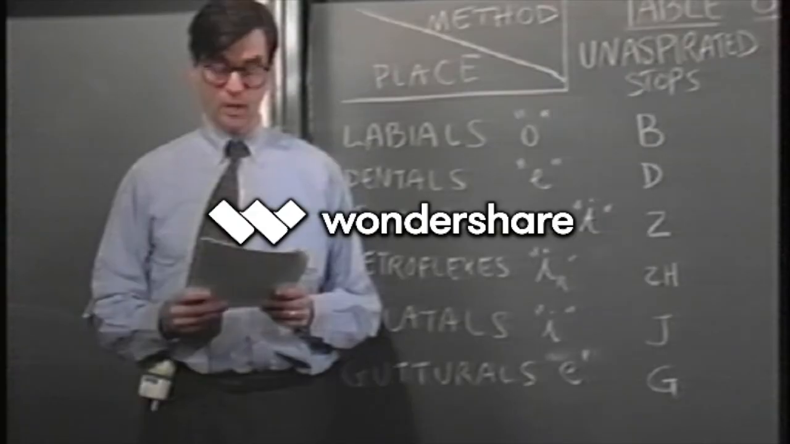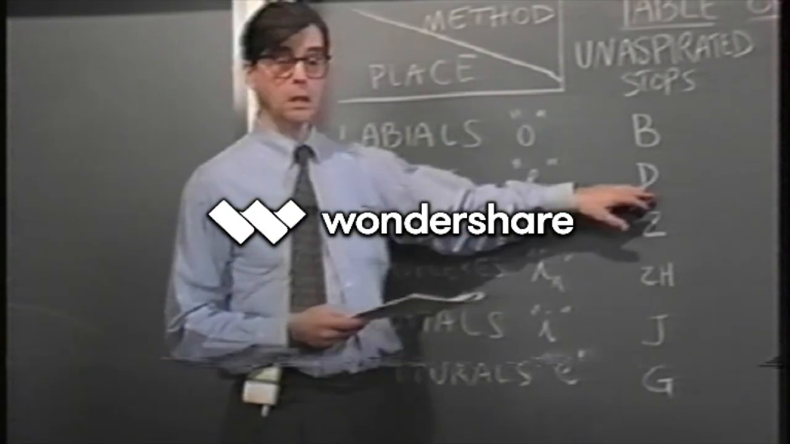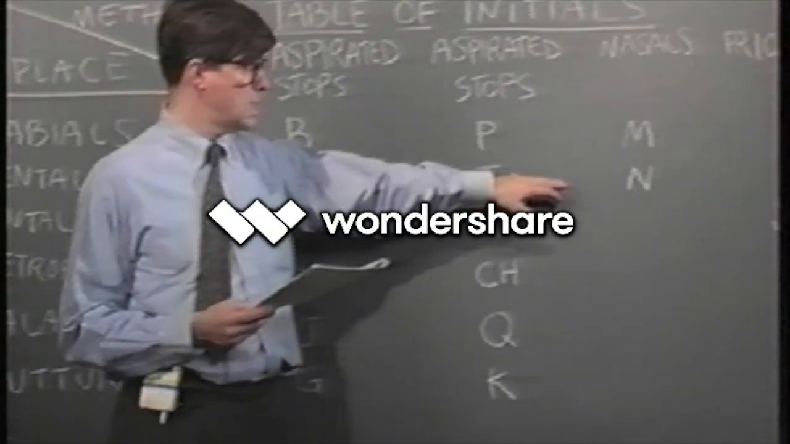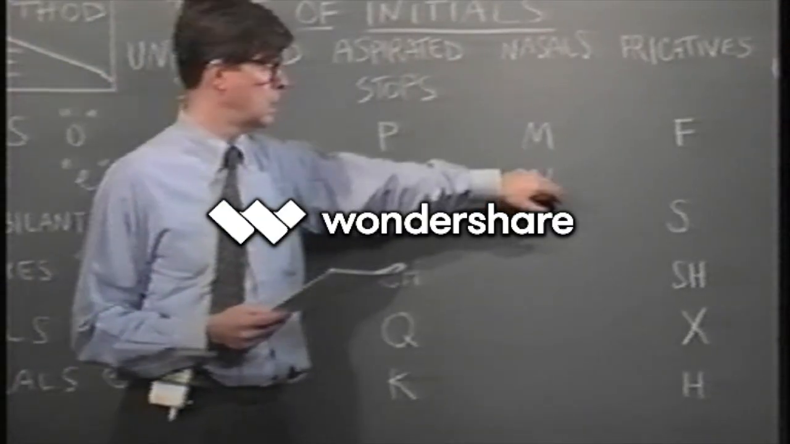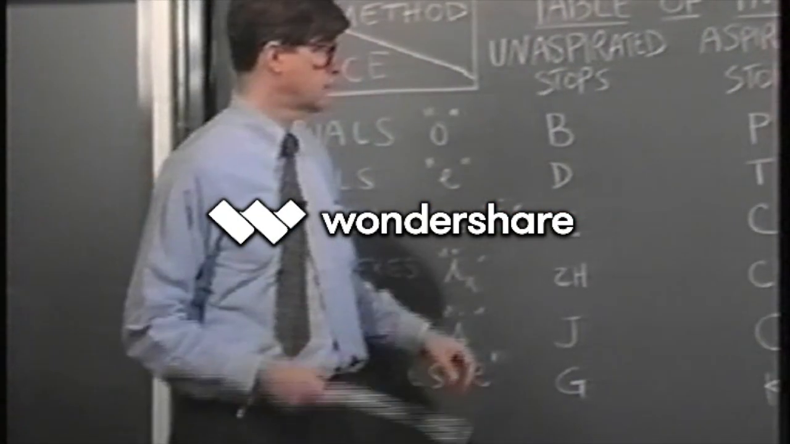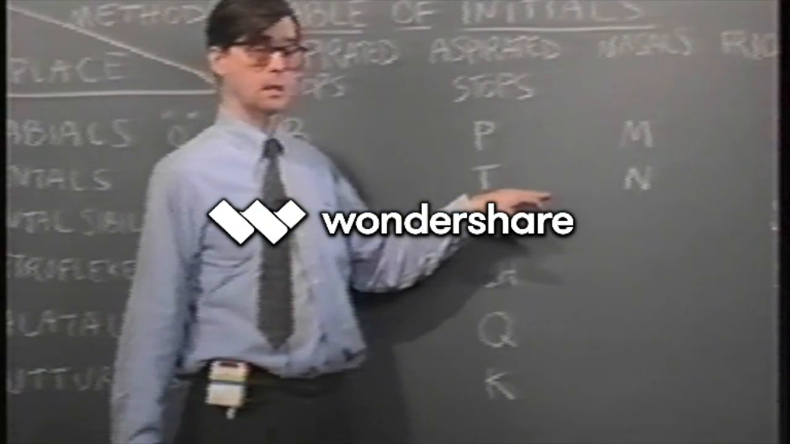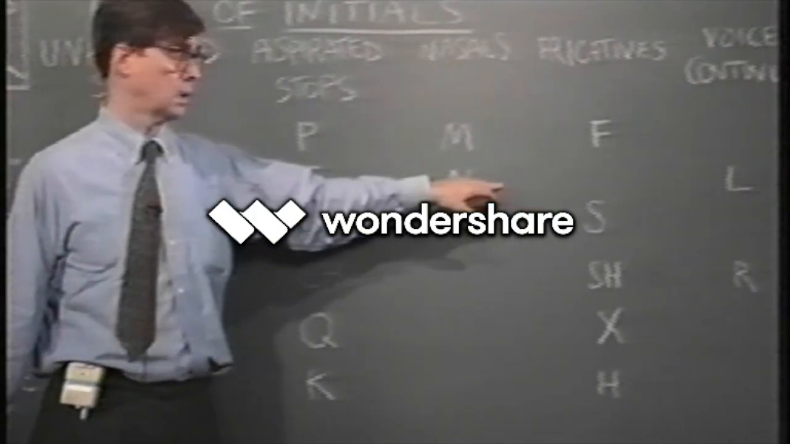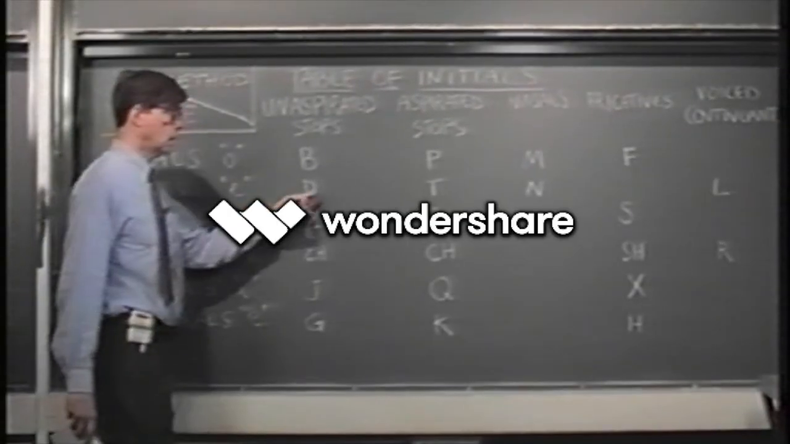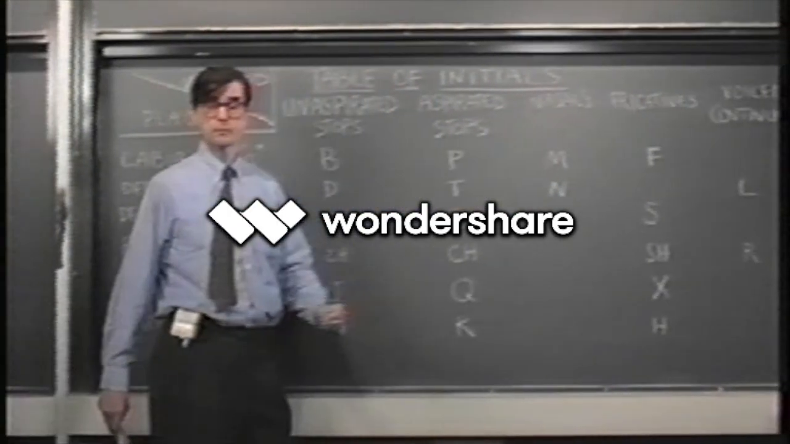Now let's practice pronouncing the dental initials in sequence. D, T, N, L. Once more. D, T, N, L, and D, T, N, L. After me.